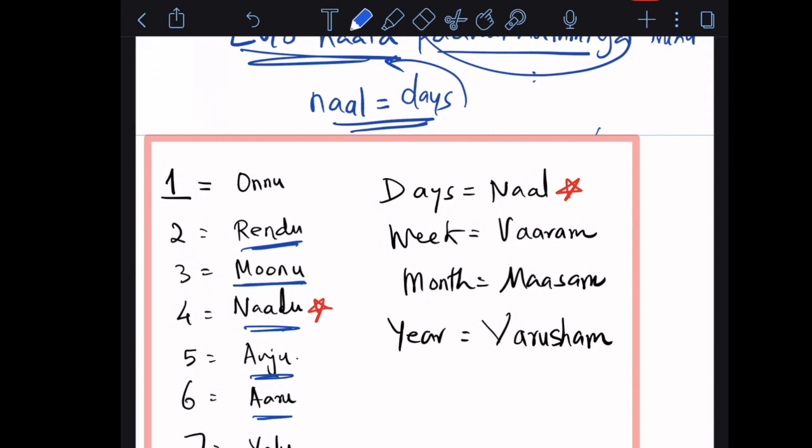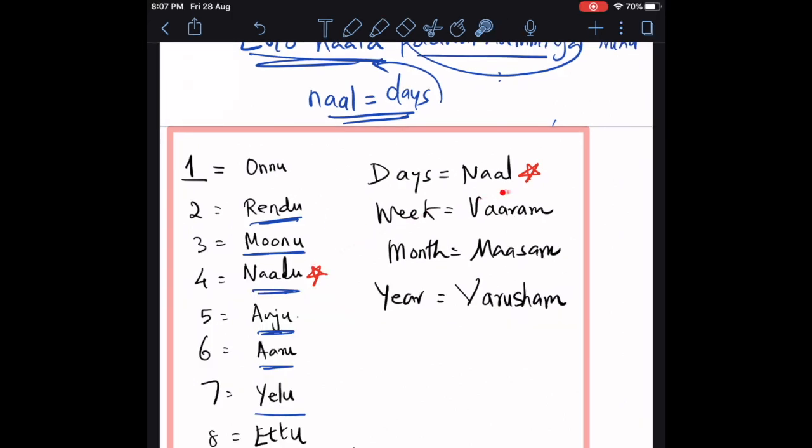These are very, very important because, as we all know, as far as the complaints are concerned, the most important thing is going to be the duration of the particular complaint. So days are called as naal. Okay, just hold on. 4 is nalu. Days means naal. These are very, very confusing ones.